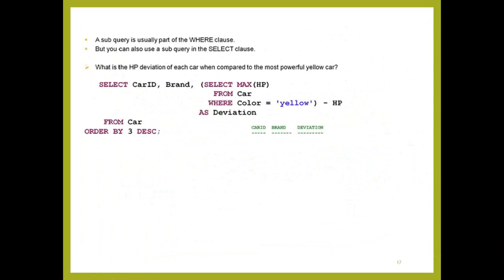Select max. Inside the query, again one more query you can write. To select car ID, brand, and maximum HP. Max HP, only one max HP from the car. Always it will select maximum value. Understanding?